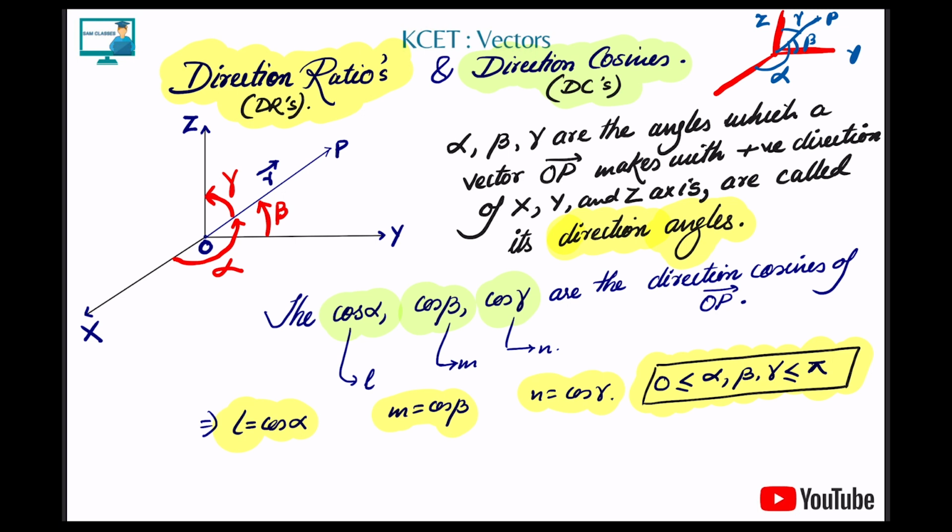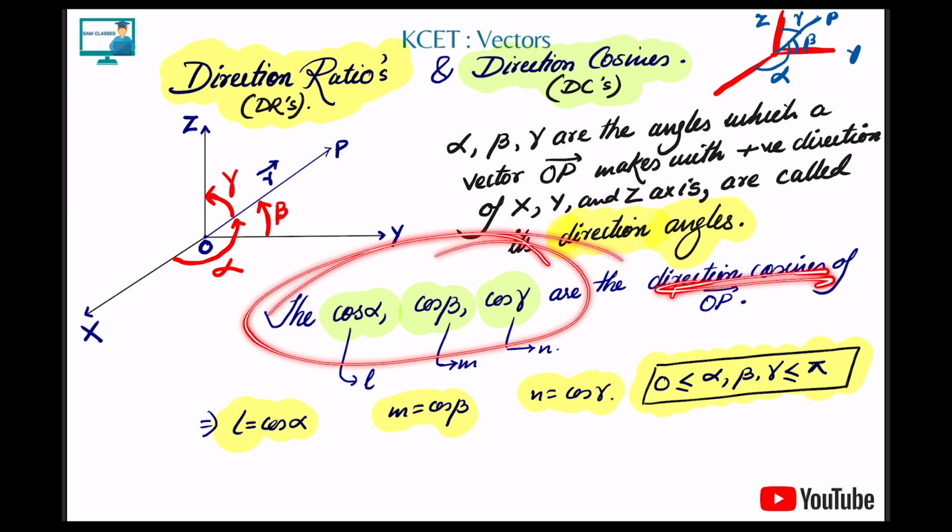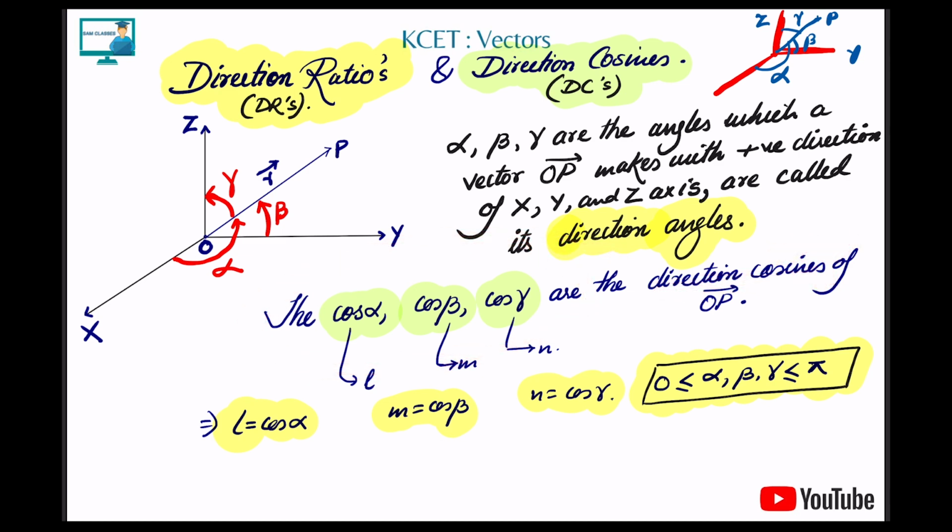So these angles are known as direction angles. What are these angles known as? Direction angles. And the cosines of these direction angles, cos alpha, cos beta, cos gamma, are direction cosines. So what basically is a direction cosine? The positive angles that this vector makes with x, y, z are known as direction angles, and the cos values of those angles are known as the direction cosines. Clear? Now we have given a name for that.